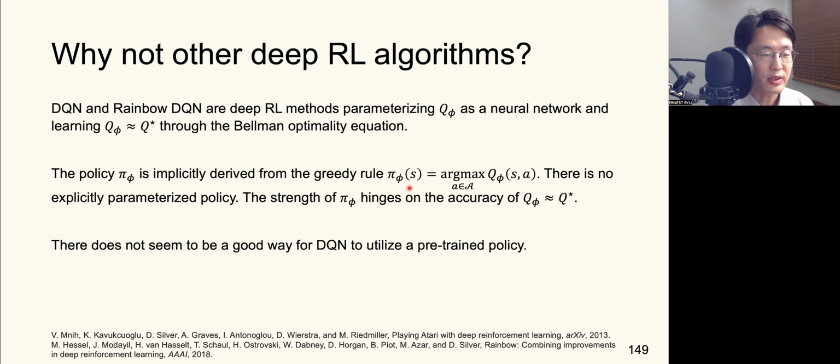So the strength of the policy hinges on the accuracy of the Q function, the Q network. If the Q network approximates the true optimal Q function well, then the greedy policy will be good. If this approximation is not good, then the policy will not be good. If you think about how DQN works, there does not really seem to be a good way for DQN to utilize a pre-trained policy. And if the RL method is not able to utilize the pre-trained large language model effectively, it's probably not going to be effective at performing reinforcement learning with these large language models.